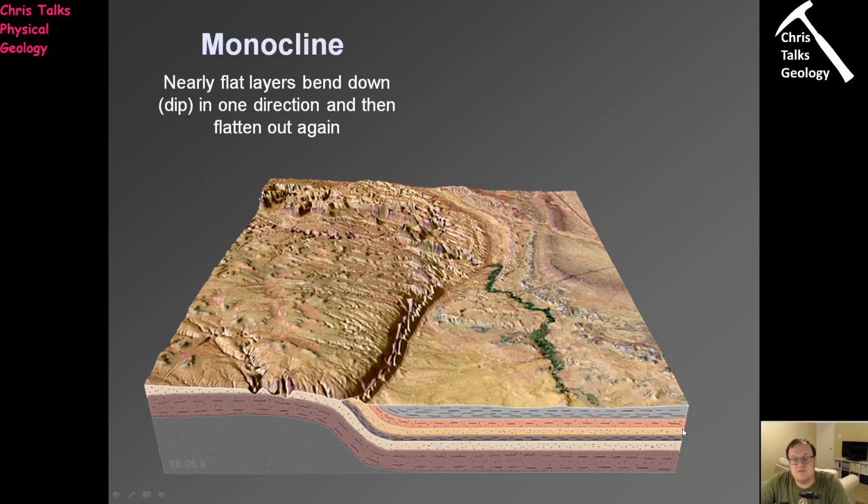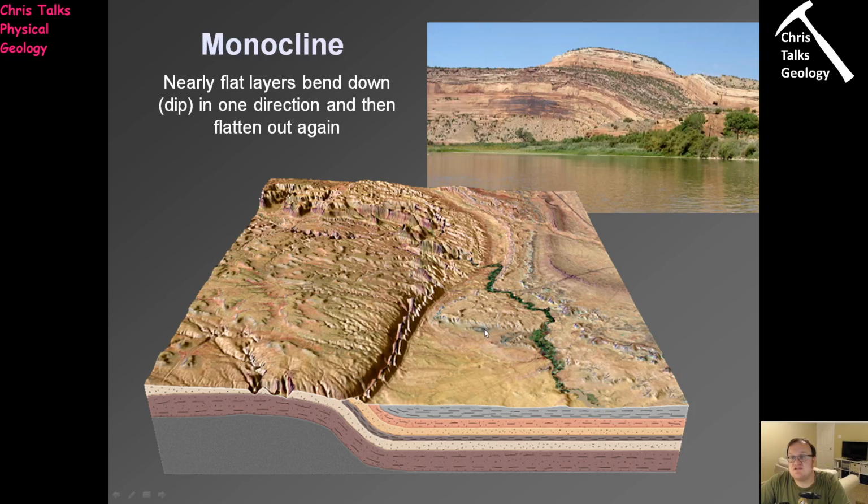Now, most monoclines are actually related to faulting, and we'll see that later on. So typically there's a fault somewhere down here which is making the rock do the bending. So a monocline is, as I say, sometimes called a half fold, and it's the final type of ductile deformation. So we have anticline, syncline, monocline.